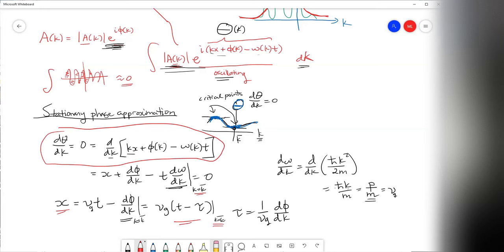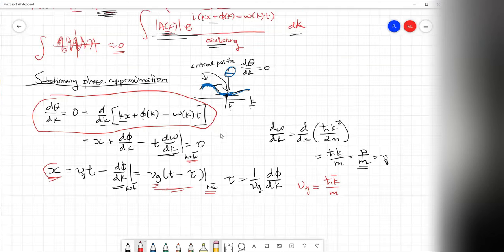And k bar will be, of course, related to this initial momentum that you put into the wave packet. But what happens is that x just travels along with this velocity vg. And vg is this: vg here is h bar k bar, because that's at the critical point, over m. So let's see a little more.